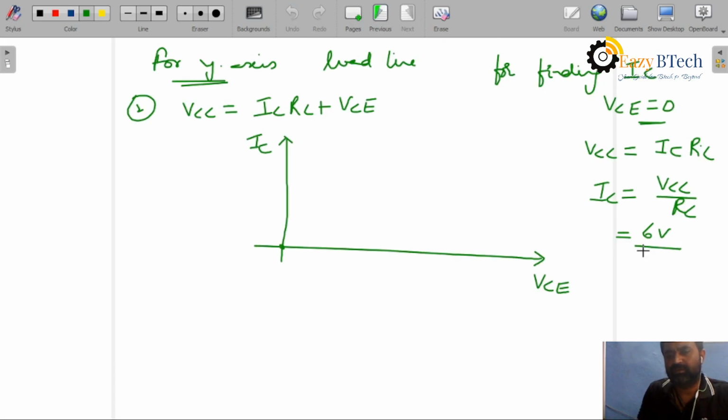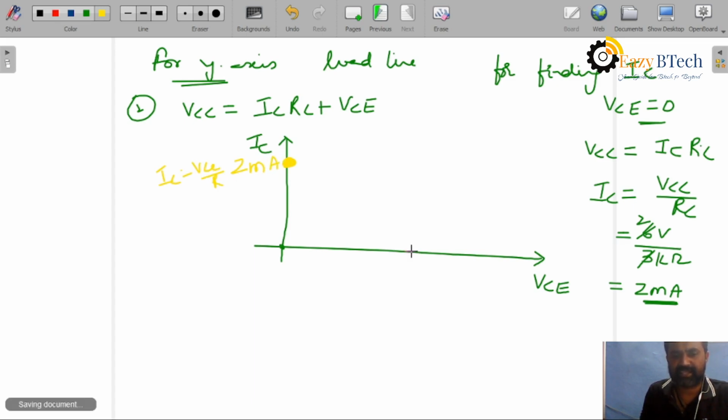3 kilo ohm. Now 3 ones, 3 twos. Kilo will go up. It will become 2 milliamperes. Is it clear? Now here you can see the value, this is 2 milliampere, the current IC value. IC is equal to VCC by RC. This value you got on the y-axis.